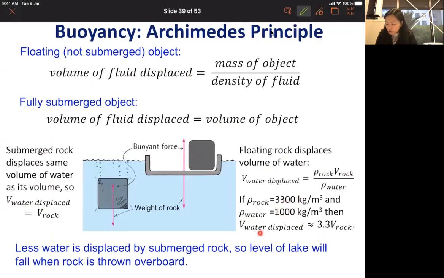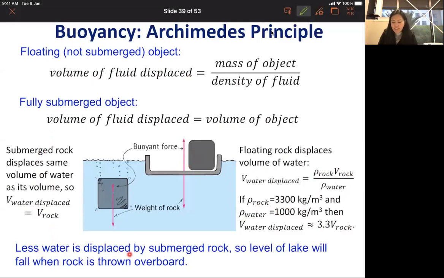So the volume of the water displaced is 3.3 times the volume of the rock. Here is a numerical proof that if the rock is floating, then the volume of the water displaced is 3 times the volume of the rock. Whereas if the rock is submerged, the volume of the water it displaces is just equal to the volume of the rock.